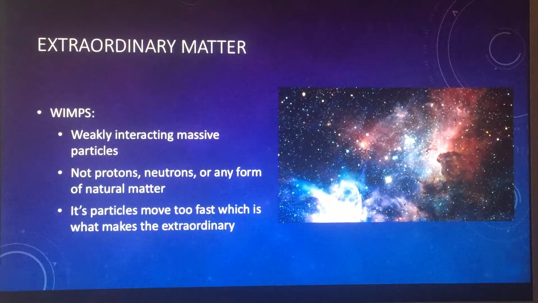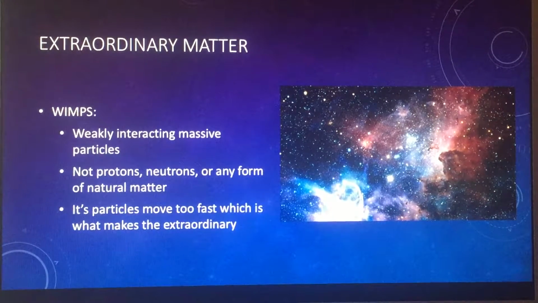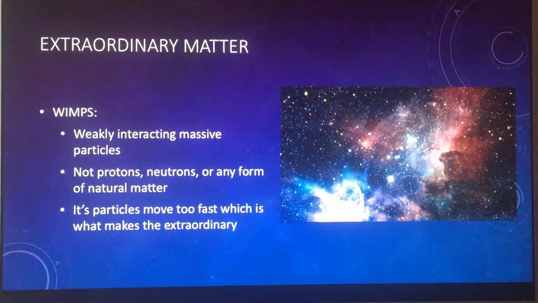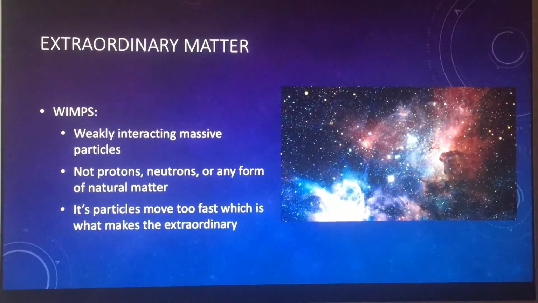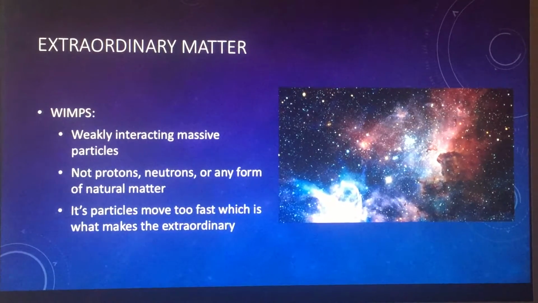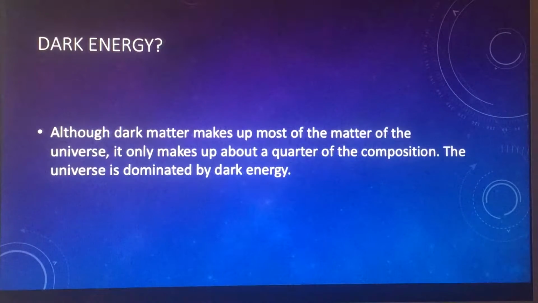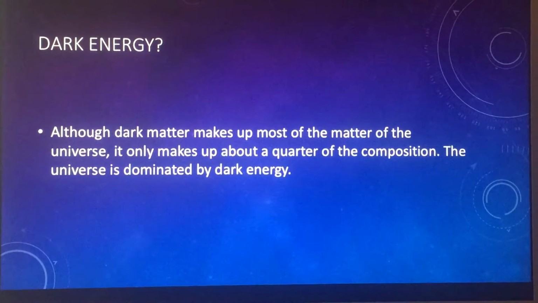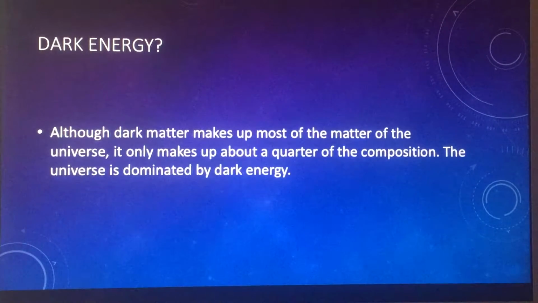Extraordinary matter, WIMPs. WIMP stands for Weakly Interacting Massive Particles, not protons, neutrons, or any form of natural matter. Its particles move too fast, which is what makes them extraordinary. Although dark matter makes up most of the matter of the universe, it only makes up about a quarter of the composition. The universe is dominated by dark energy.